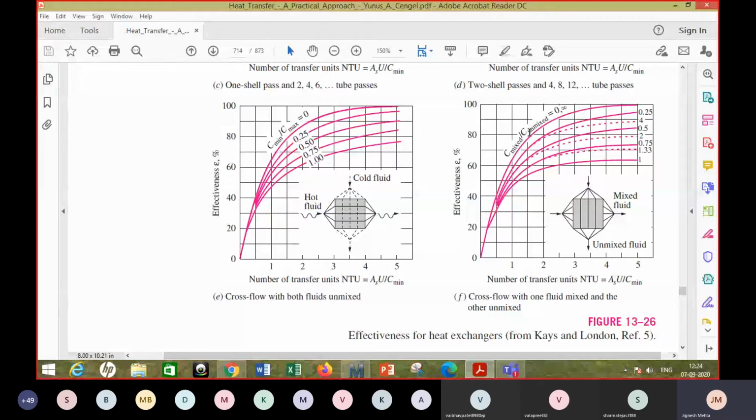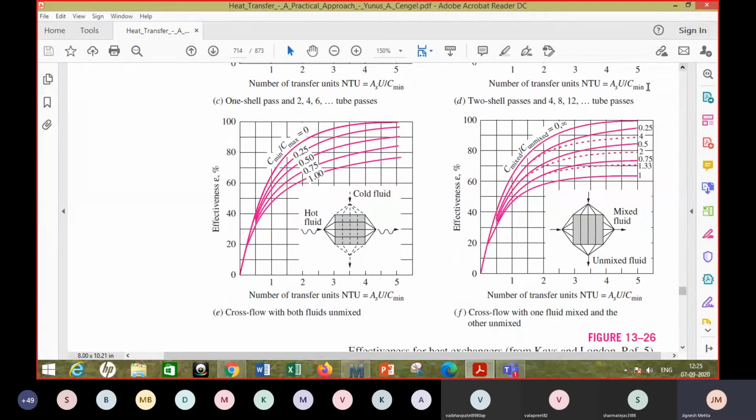When this C minimum upon C maximum and this C minimum is mixed, right? Okay. And if it is the opposite case, that is your C mixed is C maximum, in that case, you have to refer to these dashed lines. Okay. So again, you can see only a few lines are available, and again, at some places the slopes are very high, and a small error in this variable can lead to a very high value of error in reading the effectiveness, right?